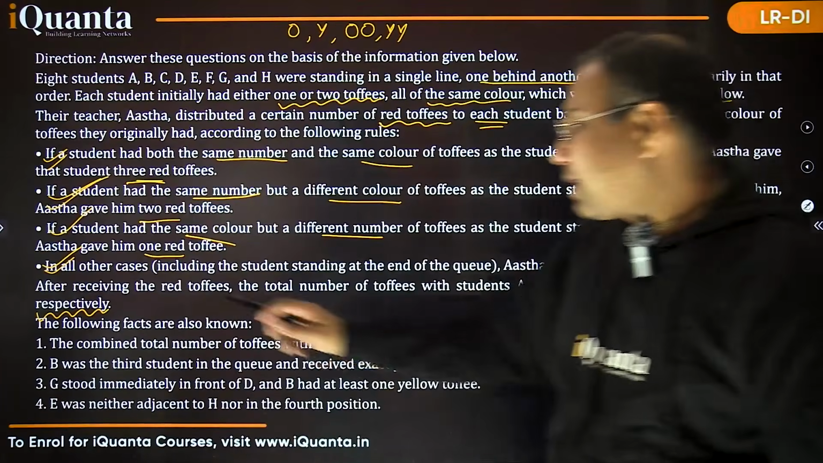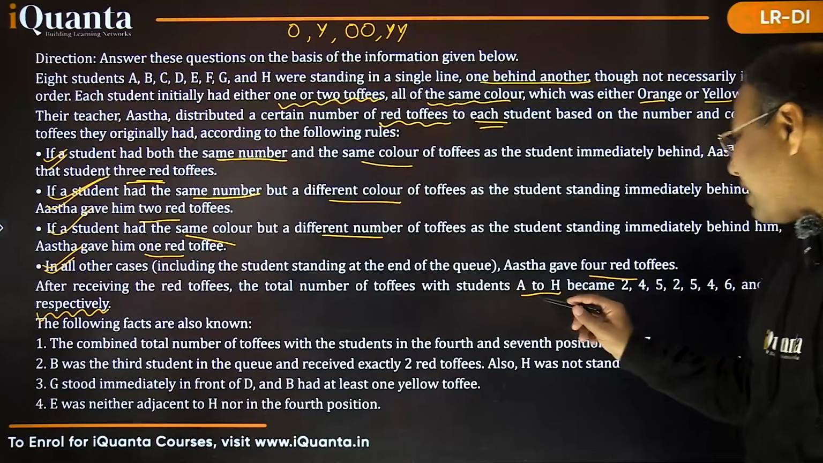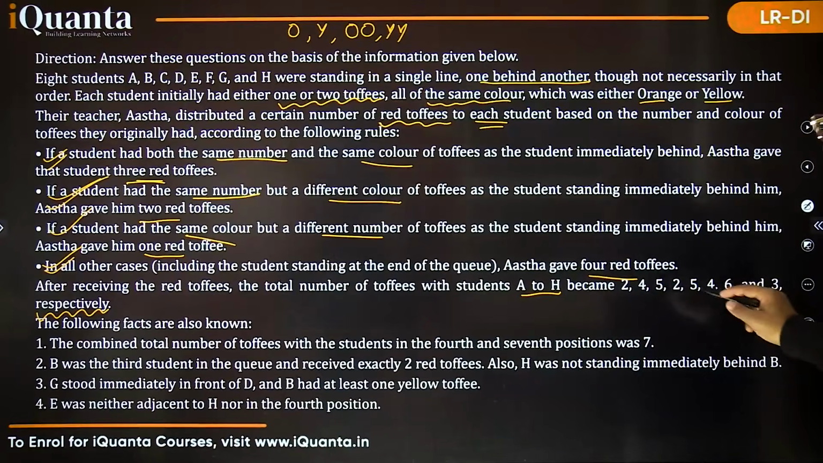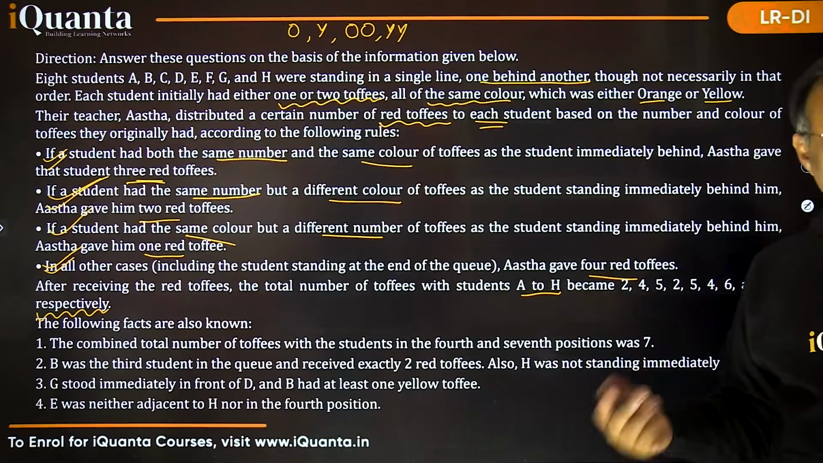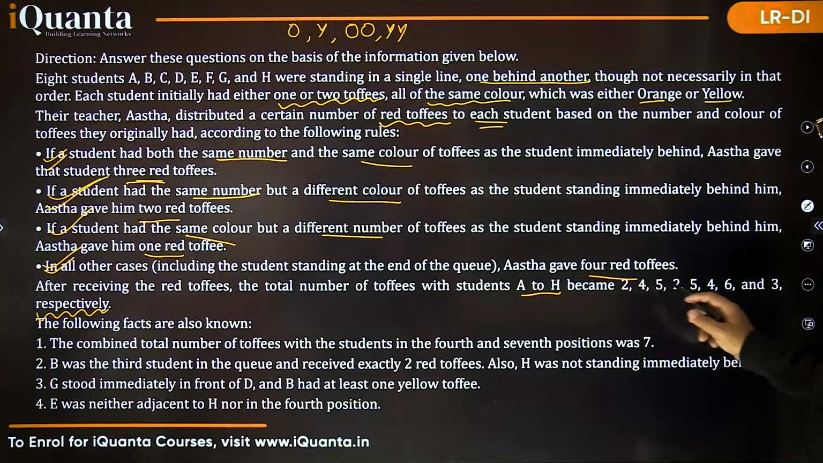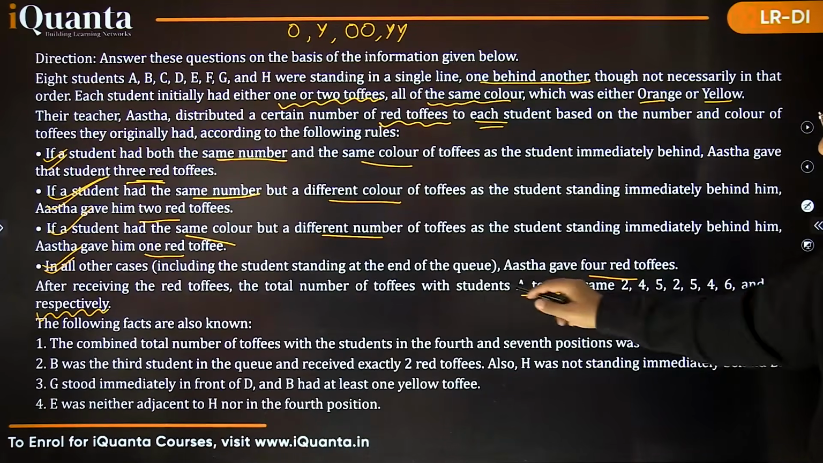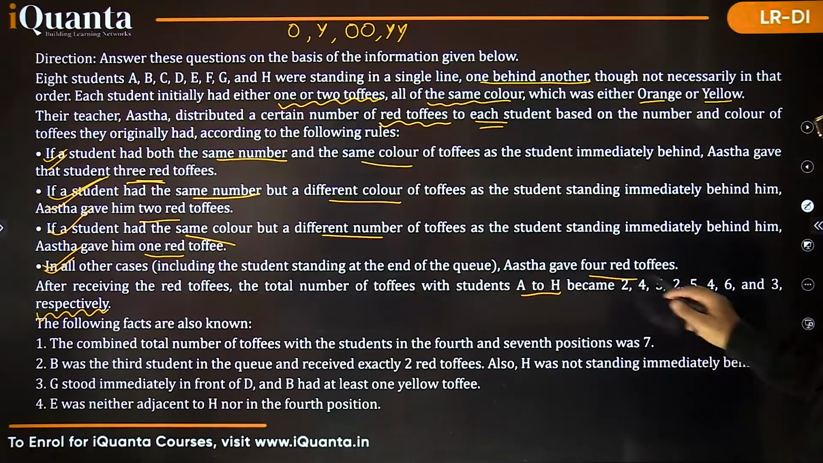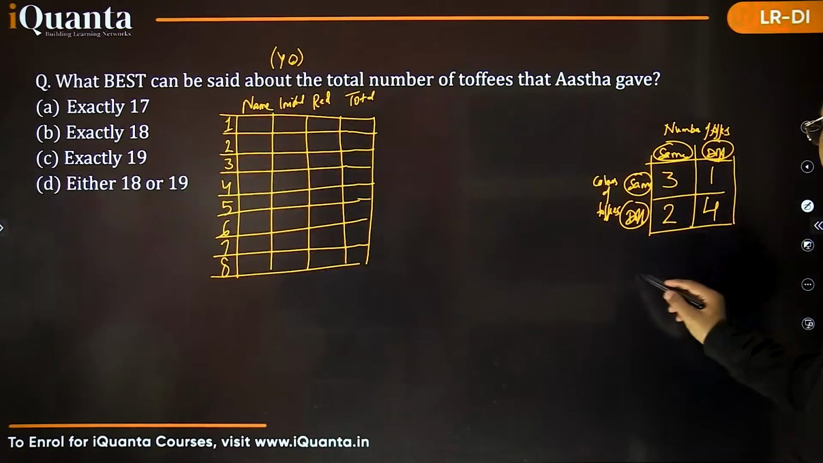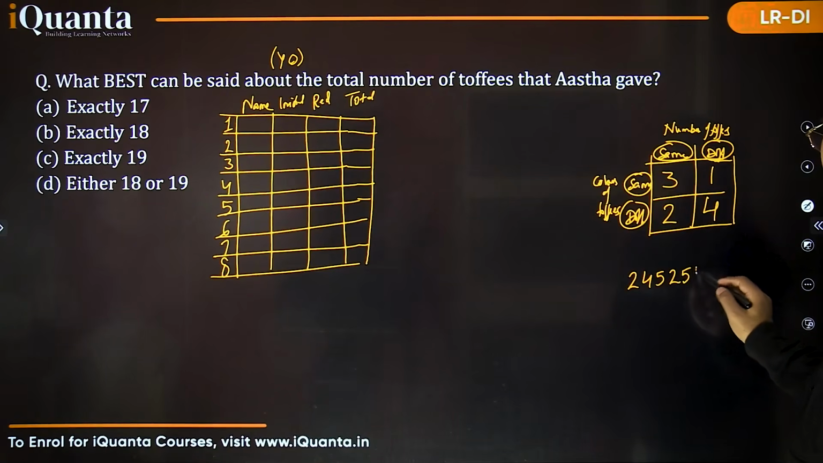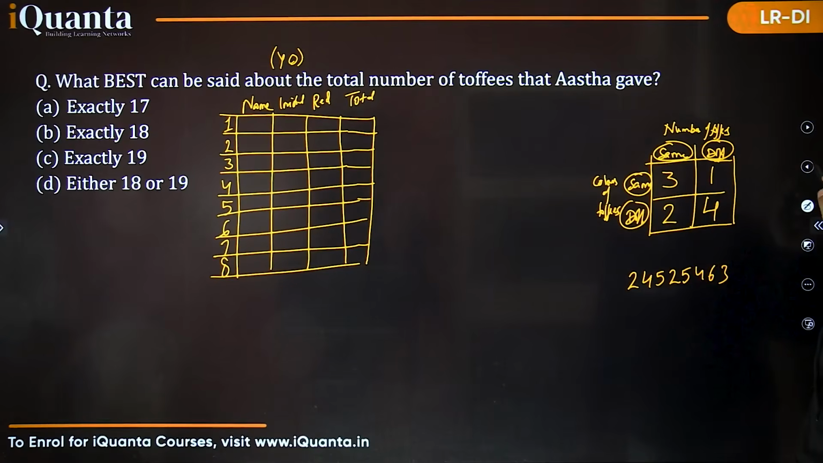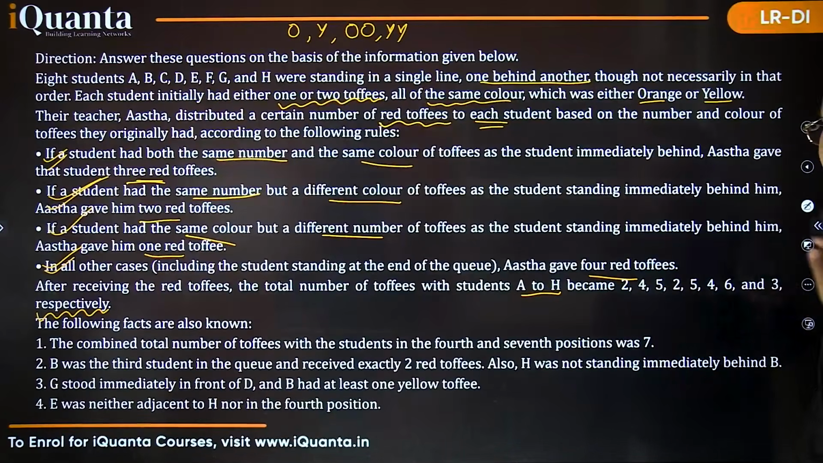So it says after receiving the red trophies, the total number of trophies with students A to H became, yes, let's mention these values also. They are fixed for all the cases. So it is 245, 254, 63, respectively for A to H. Let me write 245, 254, 63. Let's check once again, we may not have made any mistake. 245, 254, 63. Perfectly fine. A to H.